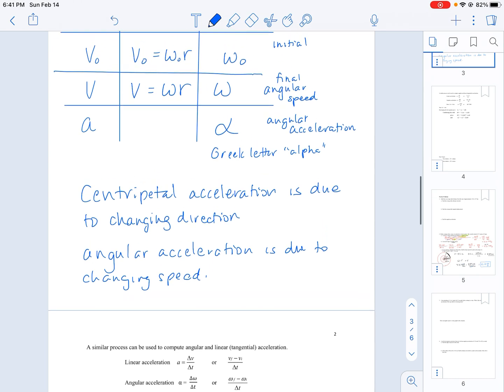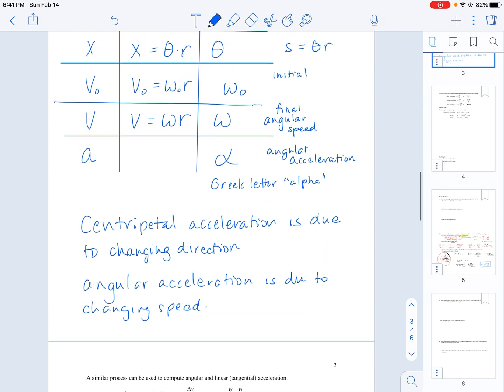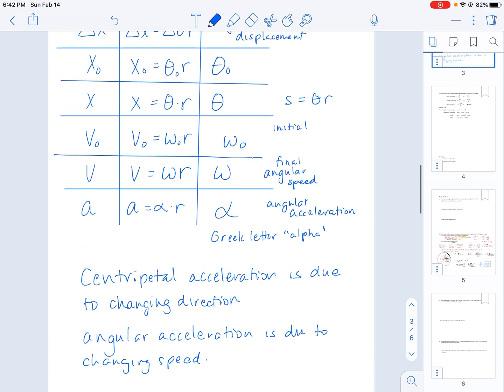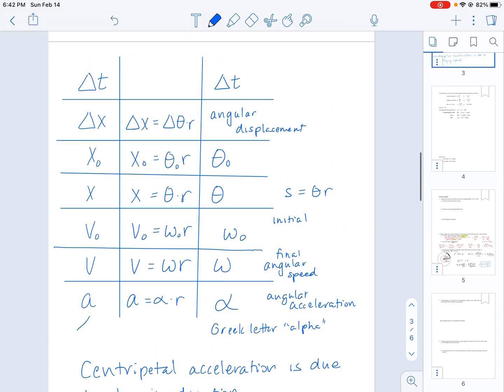A rotating object that is speeding up will have both. The relationship between linear acceleration and angular acceleration then, again, will be the radius. All of these quantities on the left here, sometimes, depending on the textbook or who's talking, you might hear linear acceleration or you might hear the word tangential.